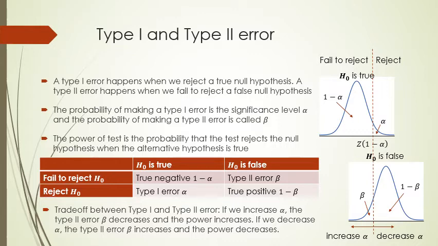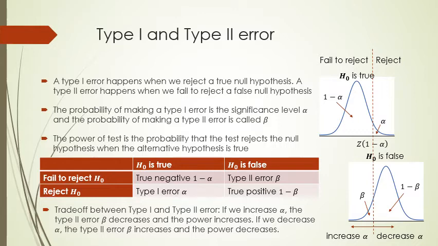When we fail to reject the false null hypothesis, we have a false negative as a type 2 error, and the chance is beta. If we reject the false null, then it is true positive, and the chance is 1 minus beta, which is the power of test.